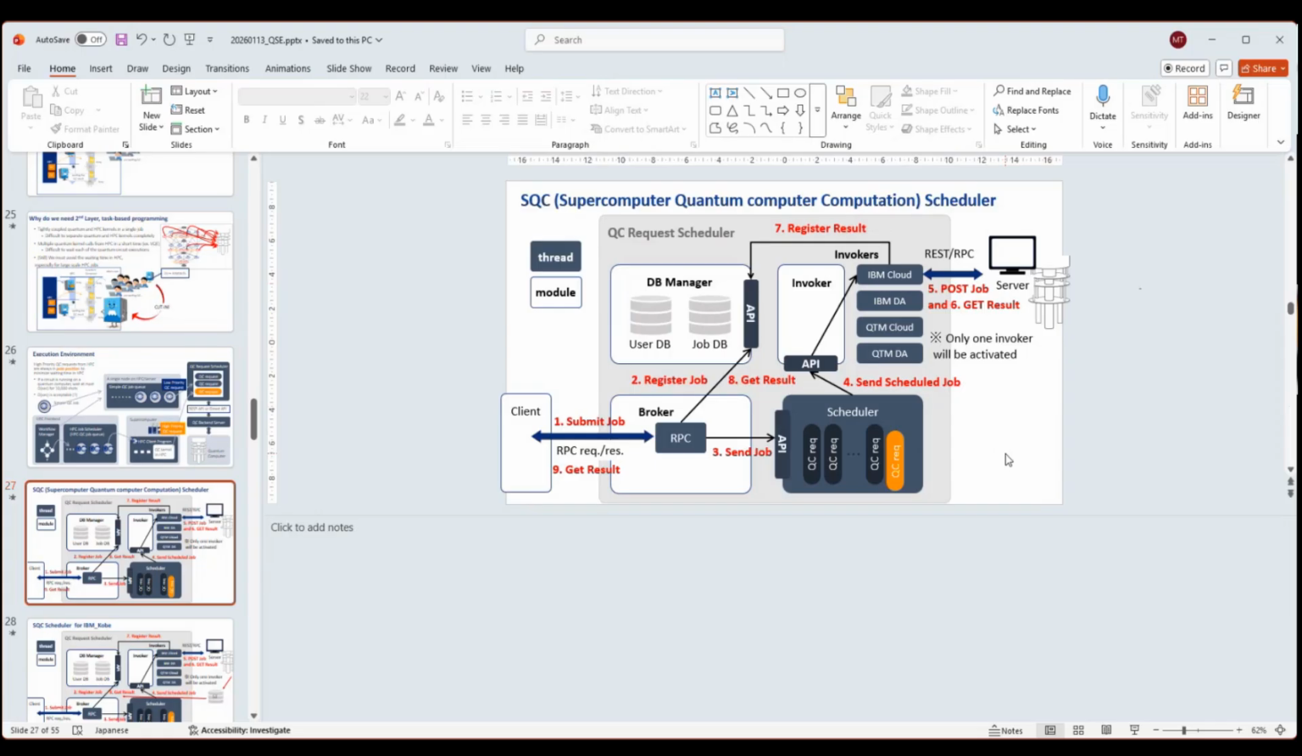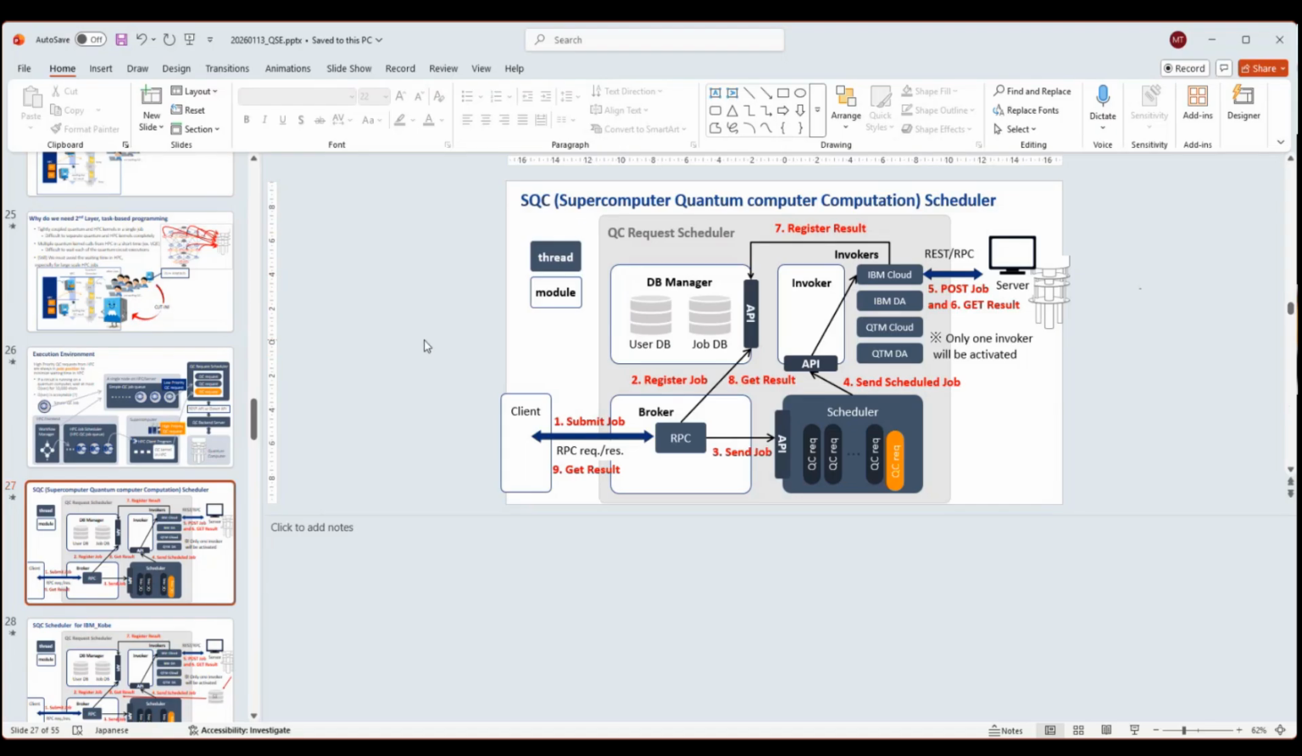The basic idea is that we can load several different dynamic library modules for different quantum vendors, to make use of different ones in the same scheduler. In some sense, this scheduler hides the different APIs of quantum vendors from users, because users can use only a single method to access the request scheduler, and the differences between the quantum vendors are hidden by the QC request scheduler.